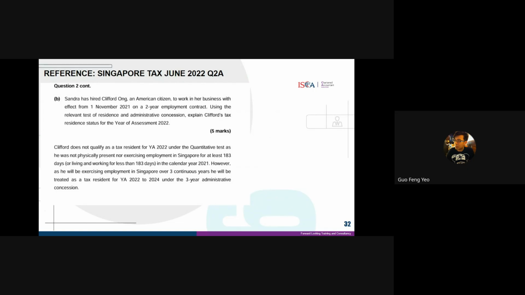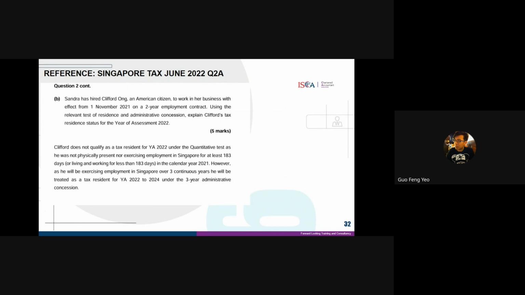Next, Sandra has hired Clifford Ong, an American citizen, to work in her business with effect from 1st November 2021 on a 2-year employment contract. Using the relevance test of residence and administrative concession, explain Clifford's tax resident status for YA 2022. So in this case, what are the fact patterns we need to address? We need to explain the residency of Clifford using the test of residence, also bring in the administrative concession.